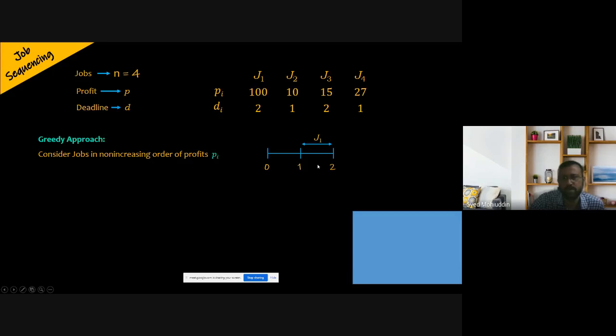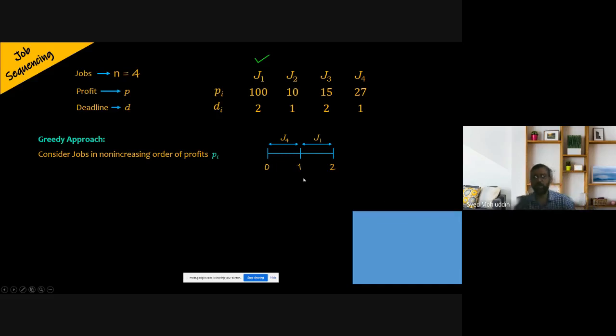Then which job has the next highest profit? Job 4, which has 27 as the next highest profit. So can job 4 be scheduled in slot 1 to 2? No, it cannot be scheduled. Why? Because there is already the J1 job, and J4's deadline is 1. So it cannot go beyond this one. But it can be scheduled from 0 to 1 because its deadline is 1.